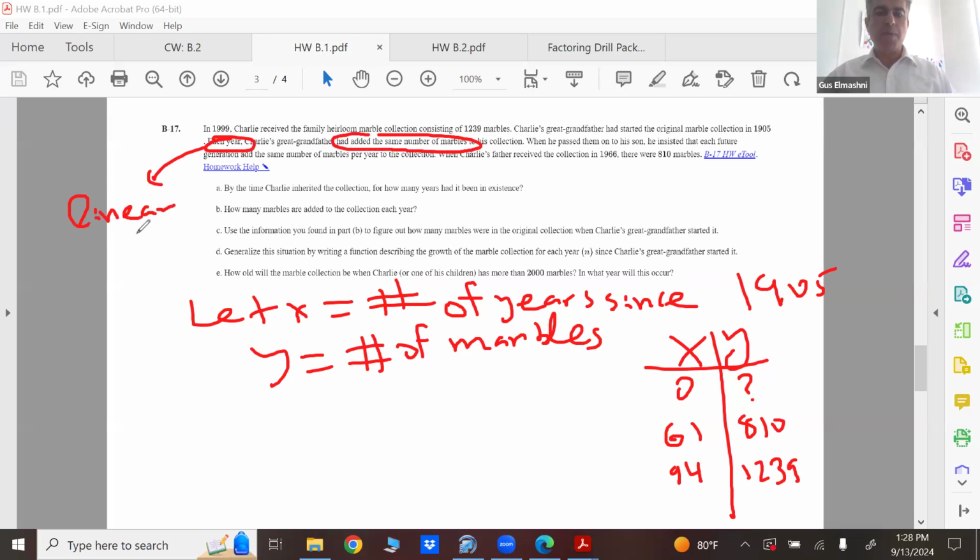And what's the main formula we typically use for linear functions? Y equals MX plus B. Totally, right? M represents slope. So how do I find my slope? What would I do? Plug it in. Yeah, you guys know this.